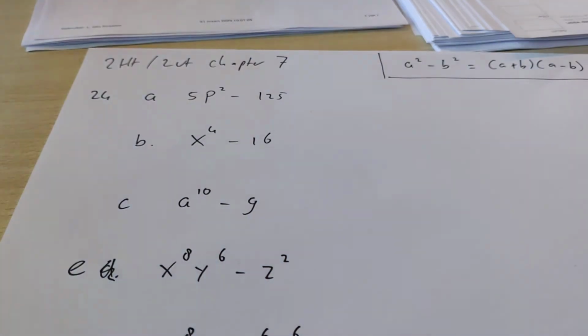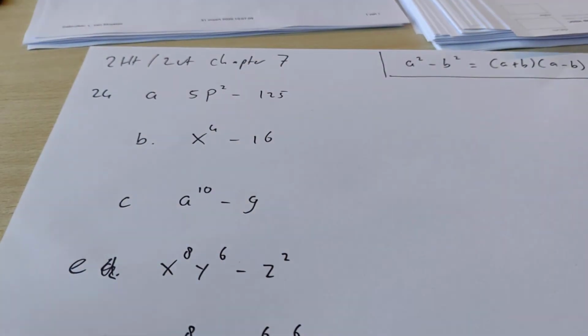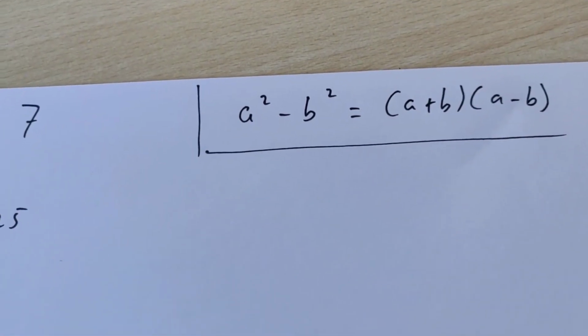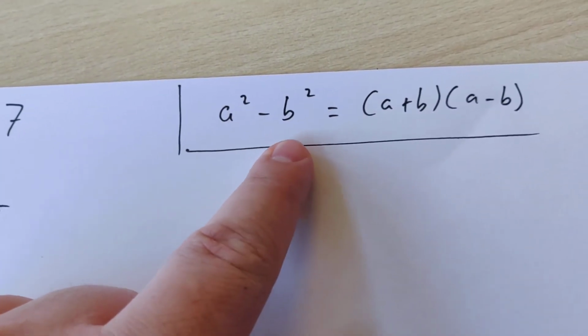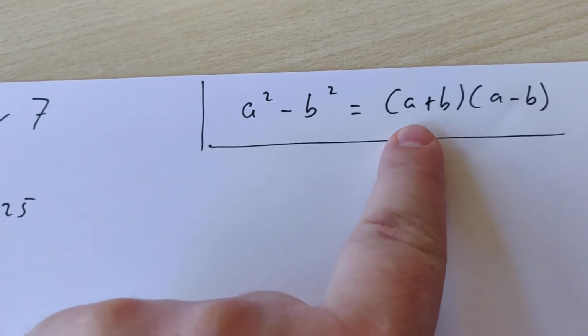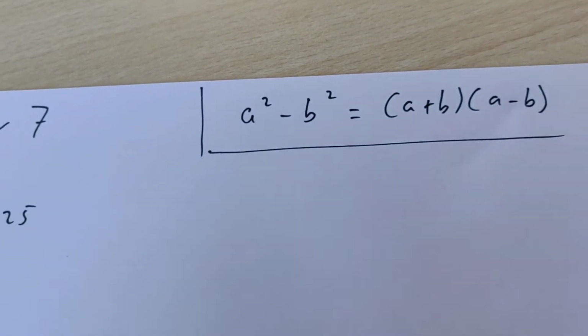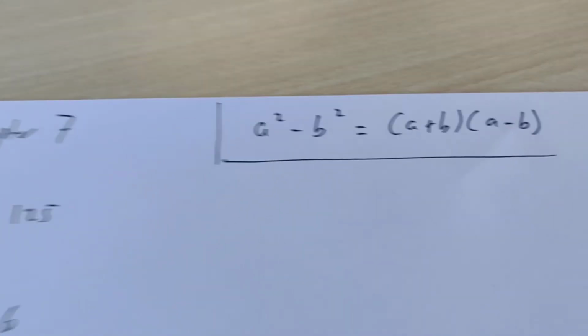Right, here's another video about exercise 24. So again, same as 23, you need to know this rule. This rule says if you have a squared minus b squared, you can write it down like that: a plus b times a minus b. In my previous video, I explained why. So now we're just going to assume it.